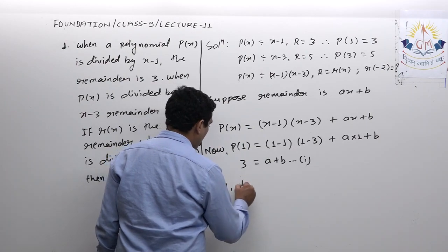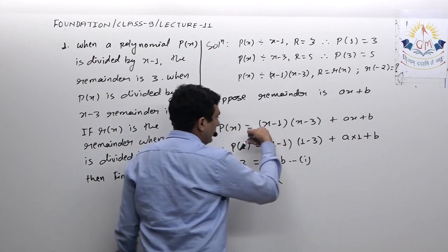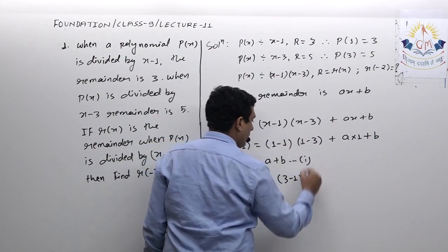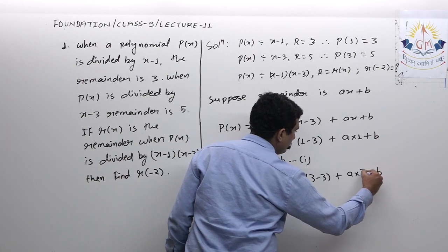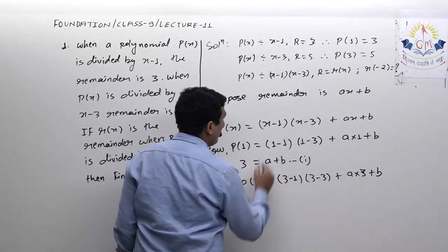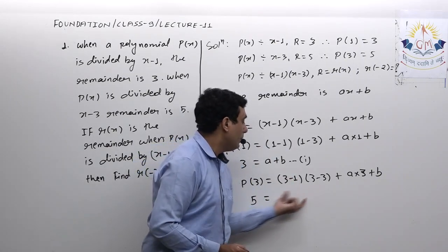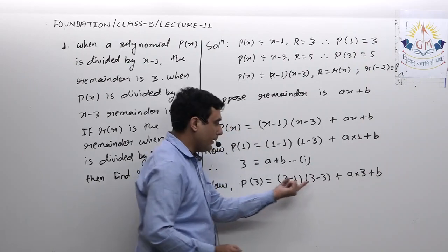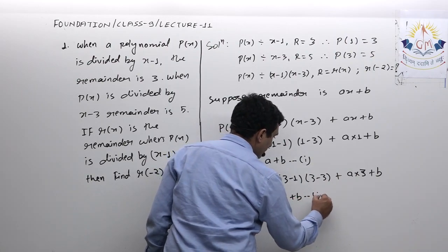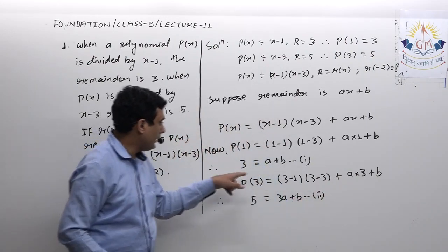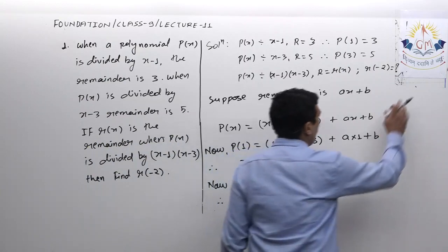Now I also have the value of p(3). Again I put 3: (3 minus 1)(3 minus 3) plus a into 3 plus b. Now p(3) is equal to 5, so 5 is equal to, since the first term becomes 0 because of 3 minus 3, ultimately 3a plus b. So here I got the equations 3 = a + b and 5 = 3a + b. By solving these two equations I will get the values of a and b.